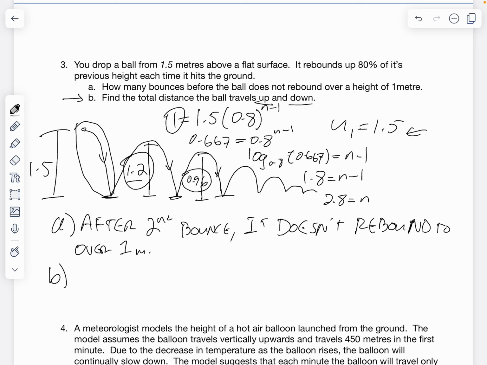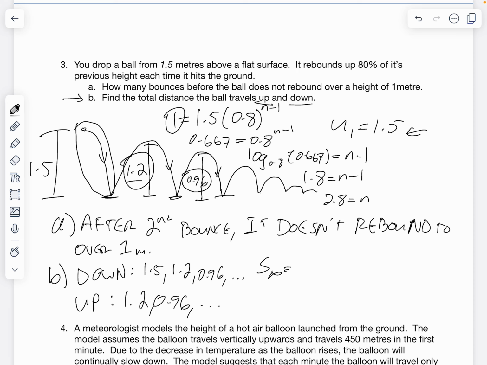The first way, I'm going to do the downs and the ups. Here the down starts at 1.5, and then it's 1.2, 0.96, et cetera, all the way off to infinity. And the ups only start at 1.2, and then 0.96, et cetera. So for the downs, S infinity is 1.5 over 1 minus 0.8. And for the ups, S infinity is 1.2 over 1 minus 0.8. And then we're just going to add them together.